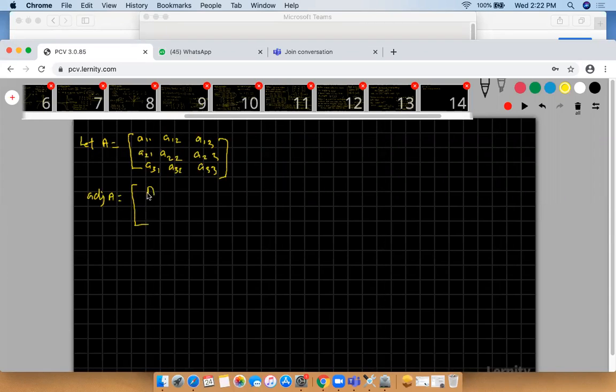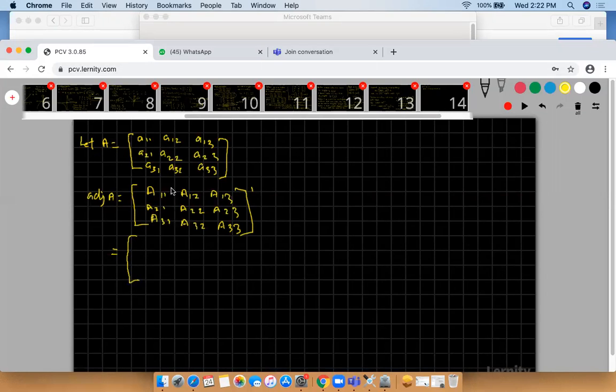Write the cofactors: the cofactor of A11, cofactor of A12, cofactor of A13; then the cofactor of A21, A22, A23; then the cofactors of A31, A32, A33. Then take a transpose. This is called the adjoint of the matrix A. What is the transpose? The dash means transpose, and transpose means interchanging all the rows into columns.